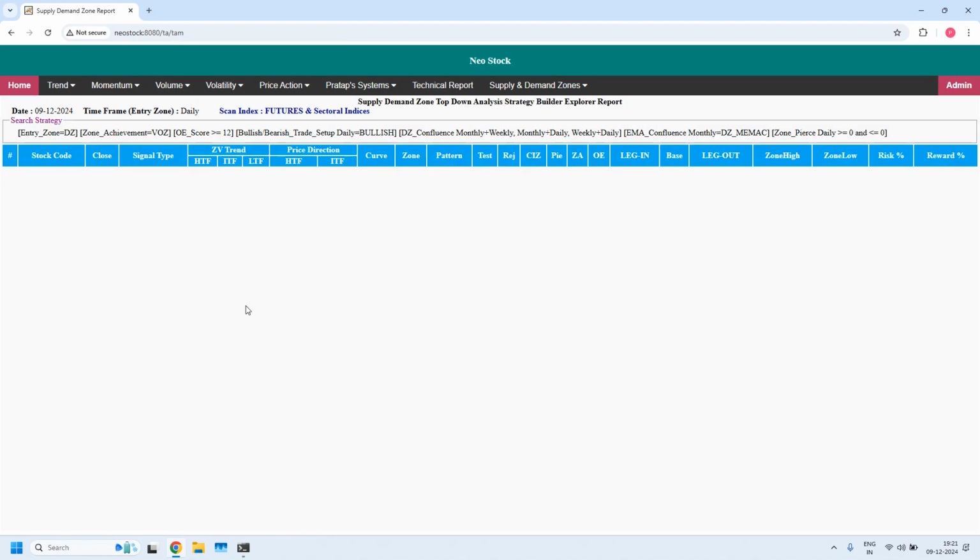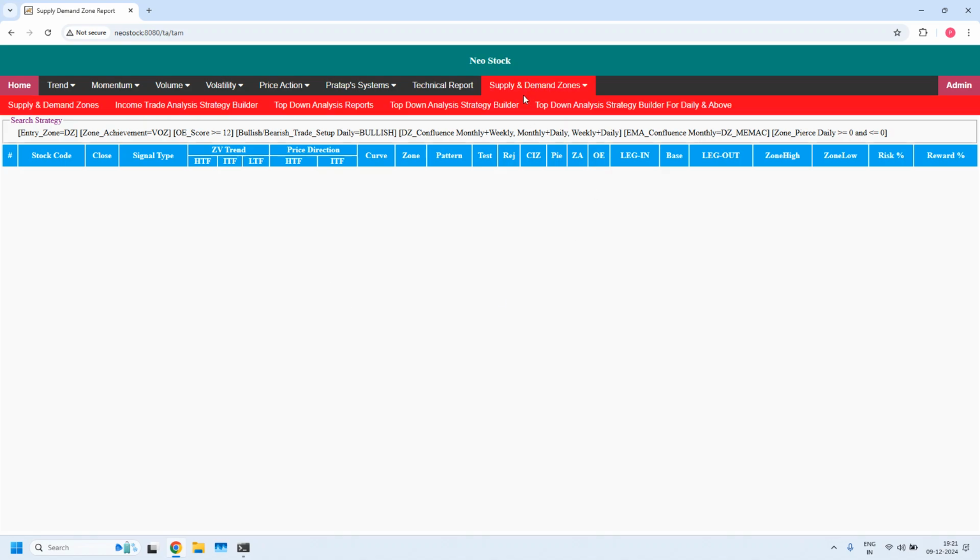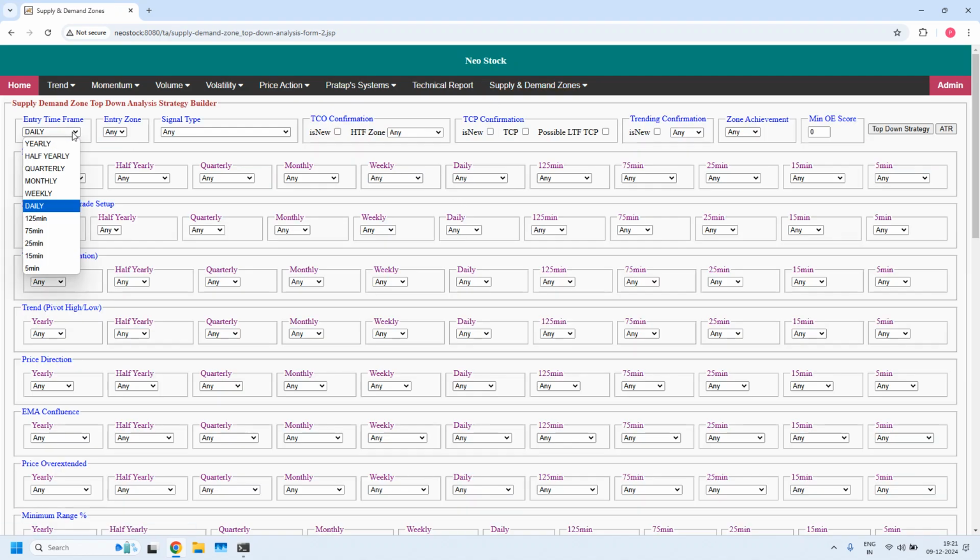We did not get that stock, so it is not having monthly EMA confluence. Okay, next, bearish trade setup for monthly income trade. Entry time frame daily, entry zone supply zone. Bullish or bearish trade setup: at daily, I am selecting bearish.